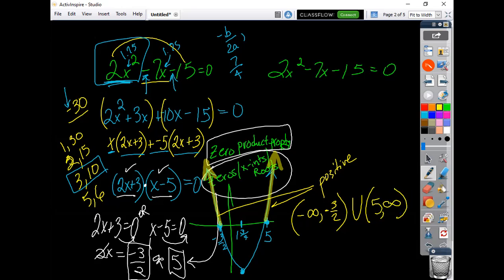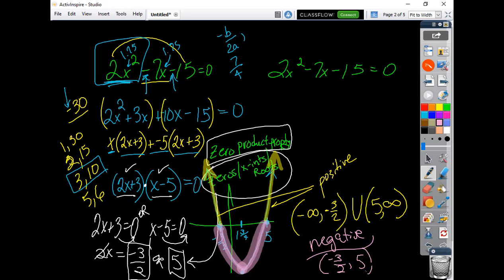If we're talking about the negative interval of this graph, that would be this pink dip down below. So where that graph comes down below here, that would be negative. So it would be between the negative 1.5, or negative 3/2, up to that positive 5 for the negative part of the graph.